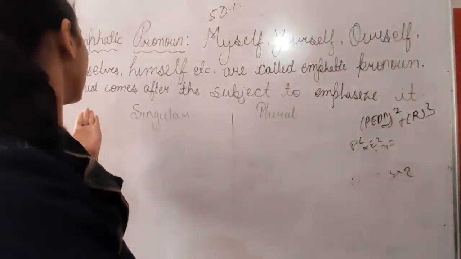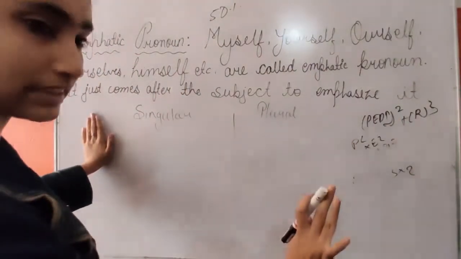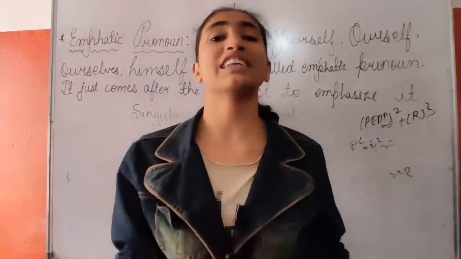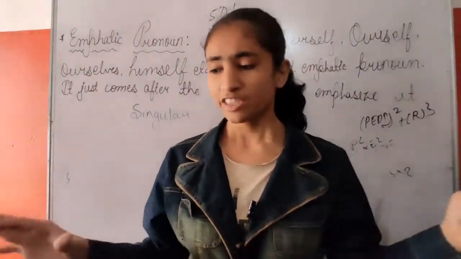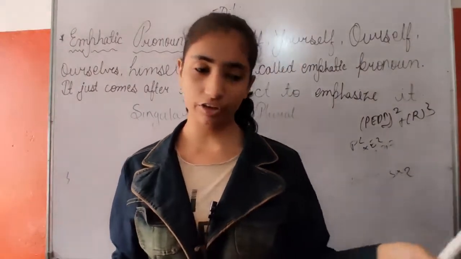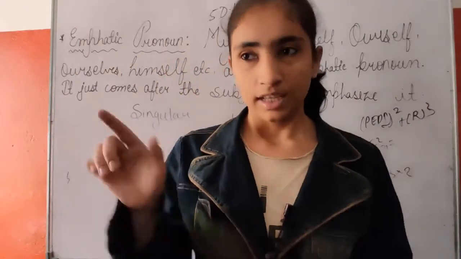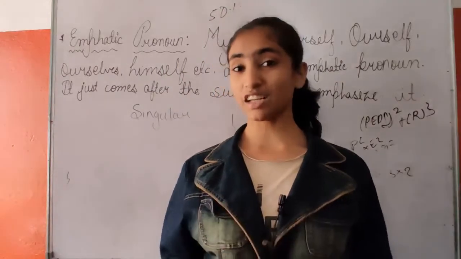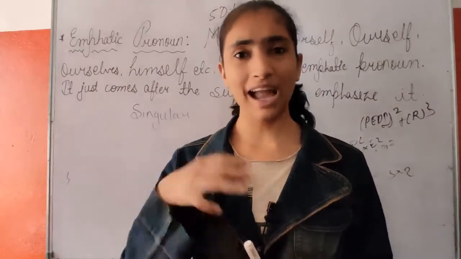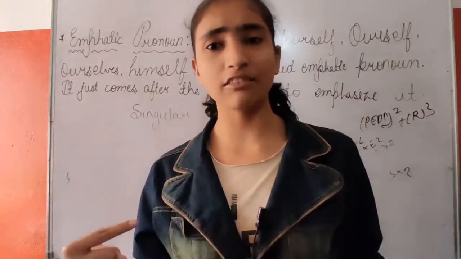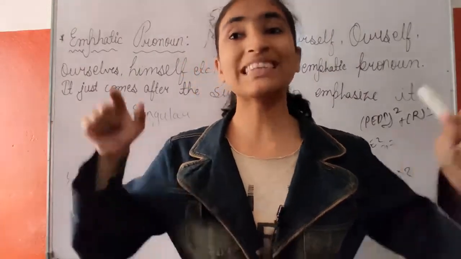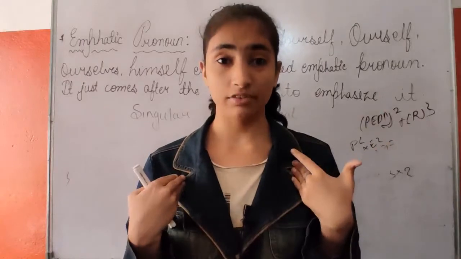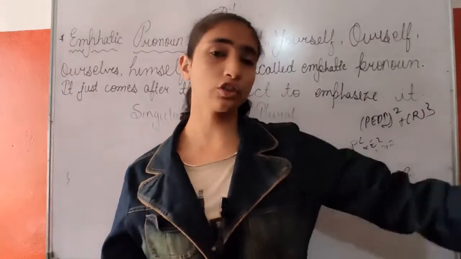For example, it comes after the subject to emphasize it. It means it creates pressure on the subject. Just like if someone is investigating a very particular case, then he asks me, have you seen this particular person? Then I say, yeah, I have seen him. But instead of saying that, I say, I myself saw this person. It means I'm emphasizing that I myself saw this person wandering here and there.